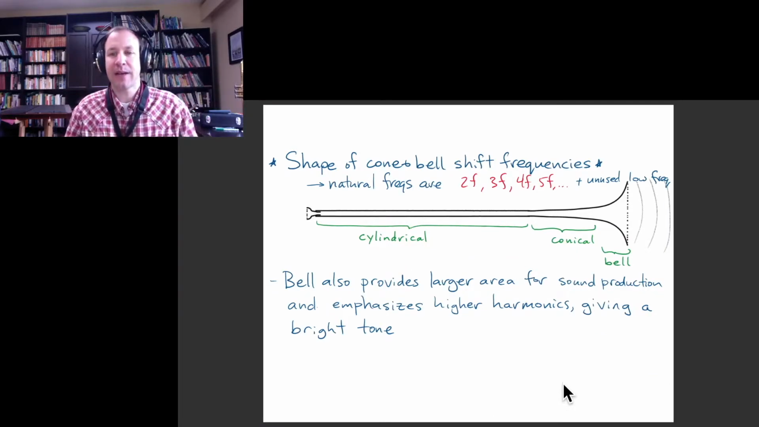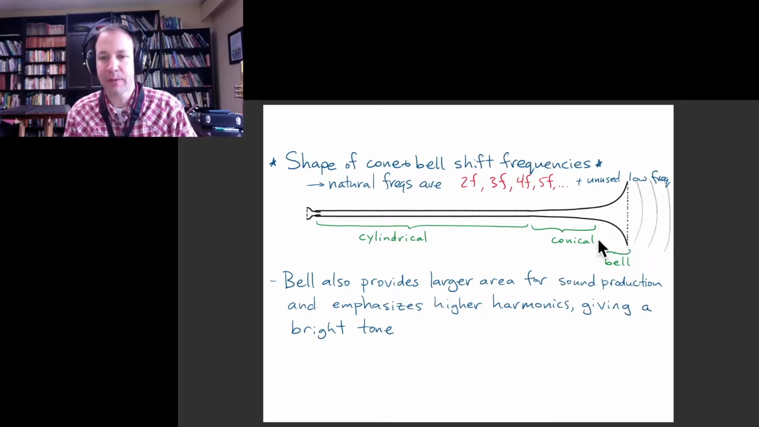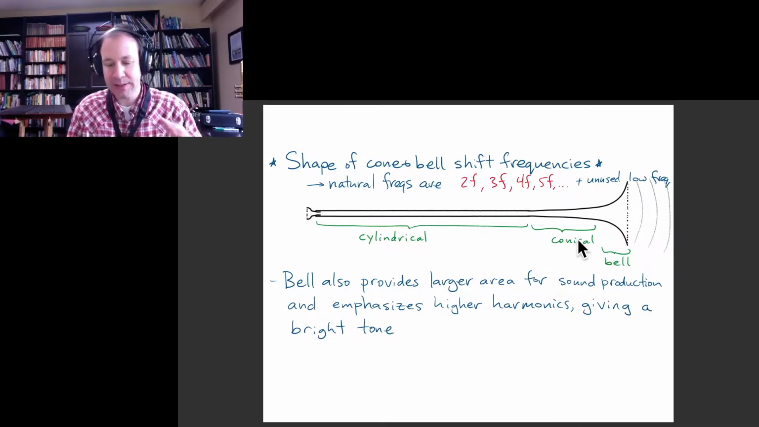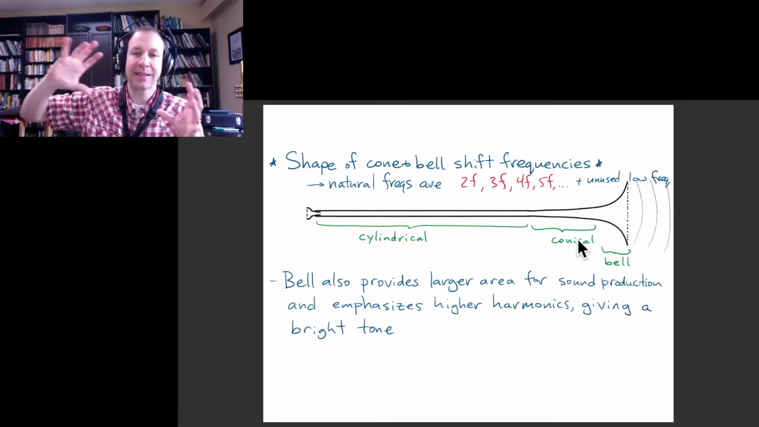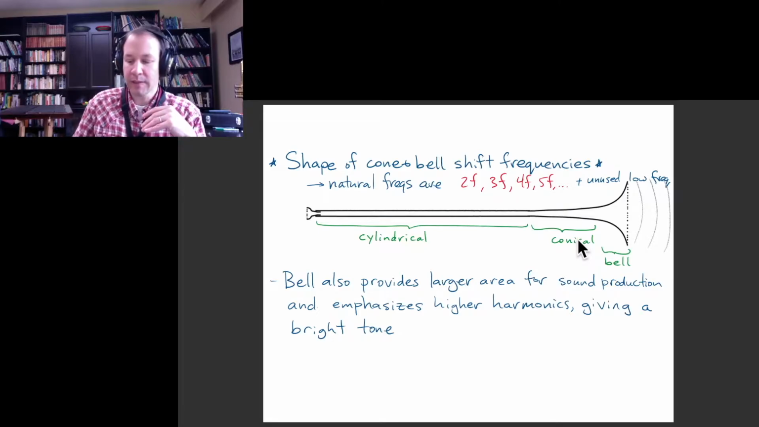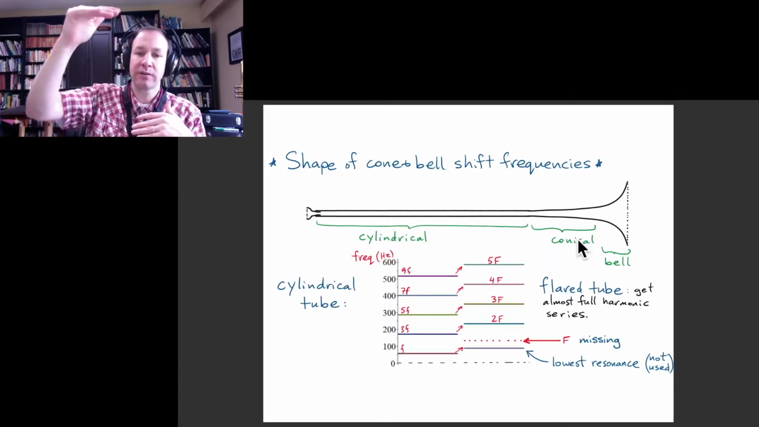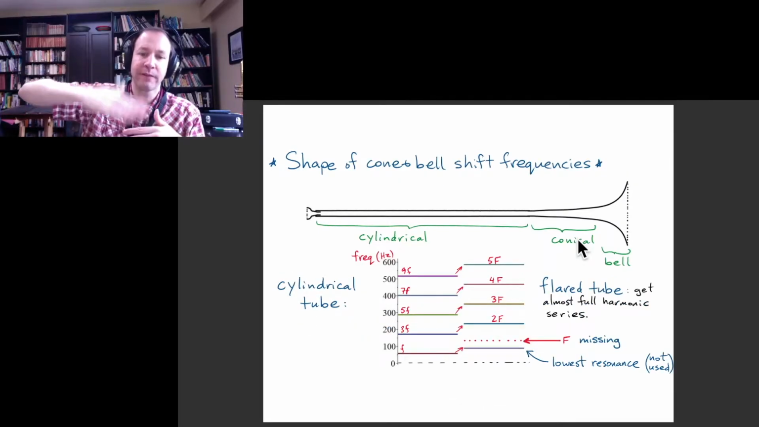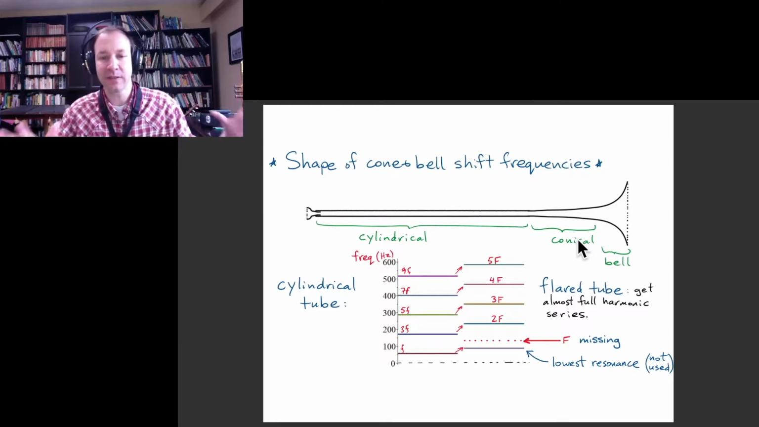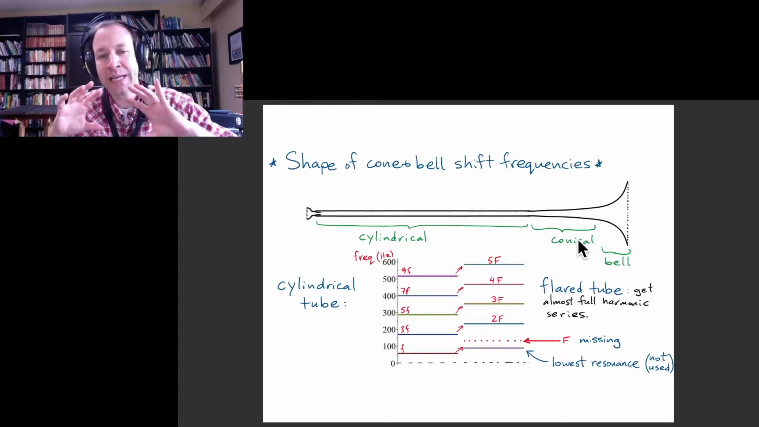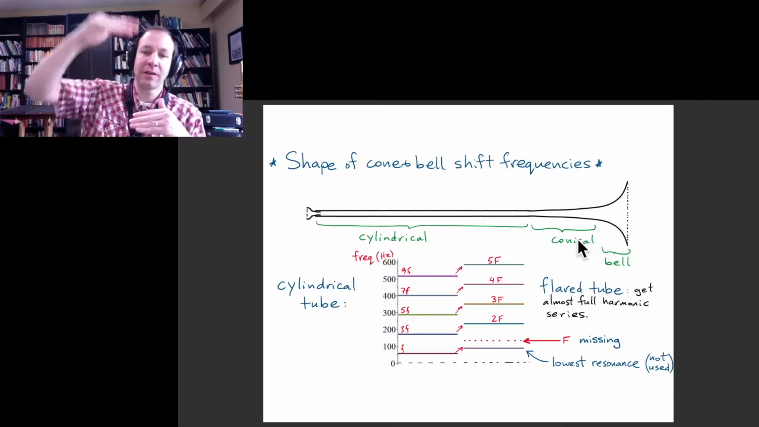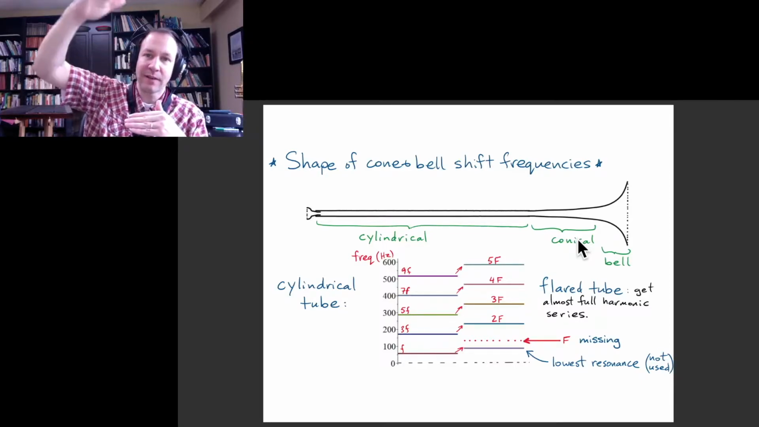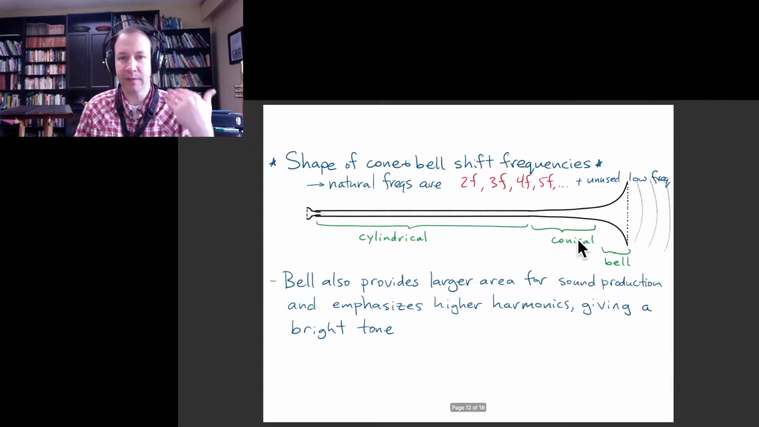Another aspect of the bell shape, so one aspect is just to get the frequencies in a nice harmonic series. This allows you to basically access more tones if you can play the full harmonic series for the various lengths of your tube. It also gives you a different sound, maybe a richer sound, if you are having all of these different harmonics present on top of your fundamental.